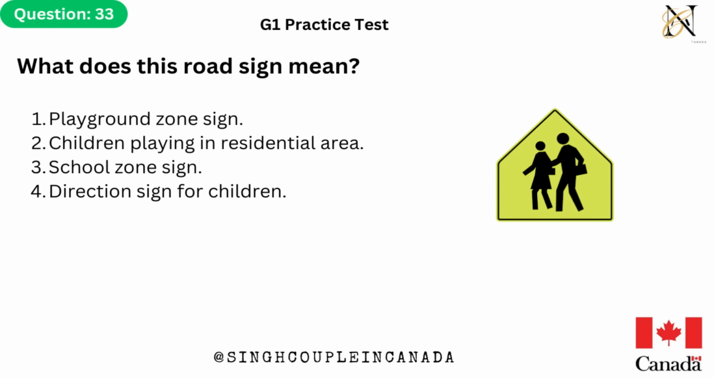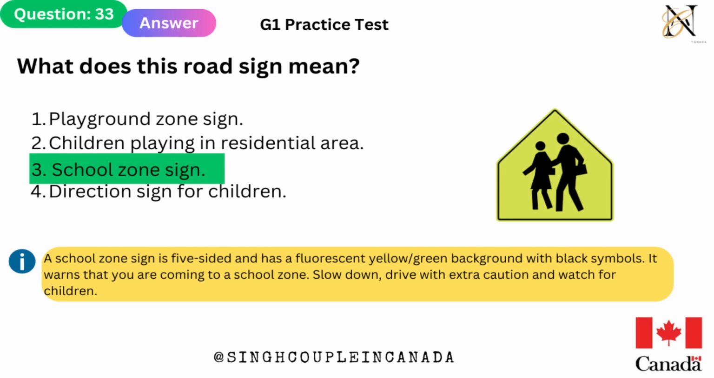What does this road sign mean? 1. Playground zone sign. 2. Children playing in residential area. 3. School zone sign. 4. Direction sign for children. The answer is 3. School zone sign. A school zone sign is 5-sided and has a fluorescent yellow/green background with black symbols. It warns that you are coming to a school zone. Slow down, drive with extra caution and watch for children.